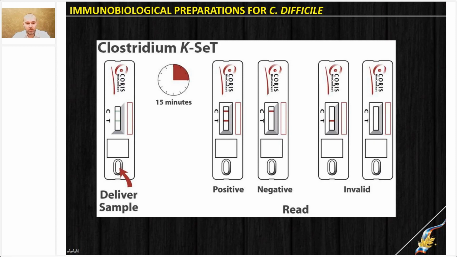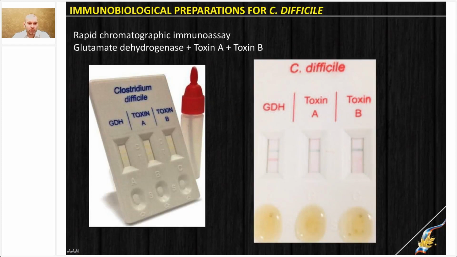If C control is indicative, it means that result is correct. If you see that only test strip appeared or nothing appeared, test is invalid, it should not be used. You need to remake it again. So it is the real test system. Actually, we have a number of them.